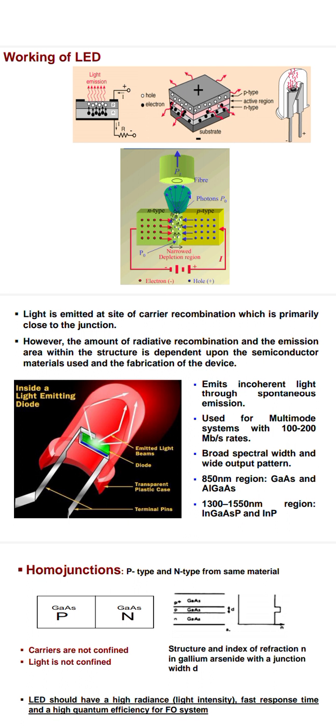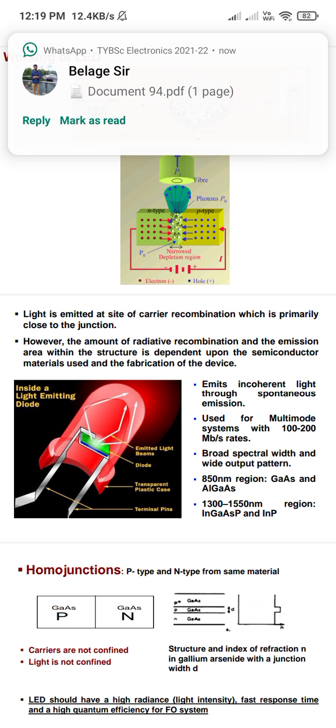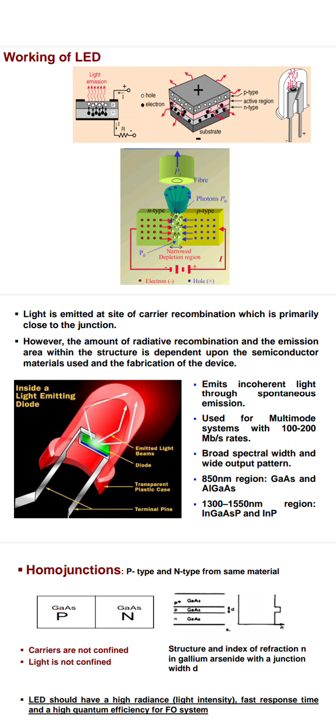The recombination and emission structure depends upon the semiconductor materials used to fabricate the device. This is the symbol for LEDs, showing the transparent plastic case, terminal plates, and emitted light beams, which come from spontaneous emission. It has a broad spectral width and output pattern in the 850 nanometer region, using gallium arsenide and aluminum gallium arsenide.